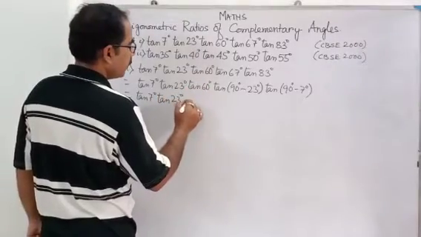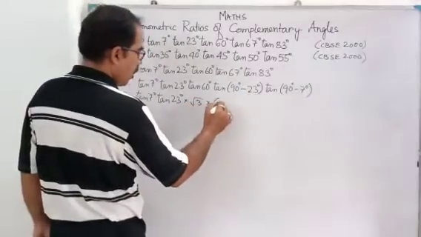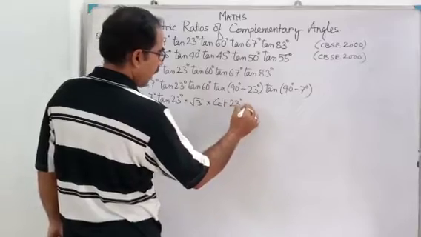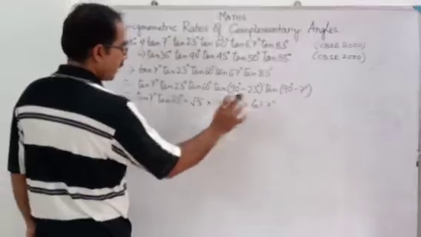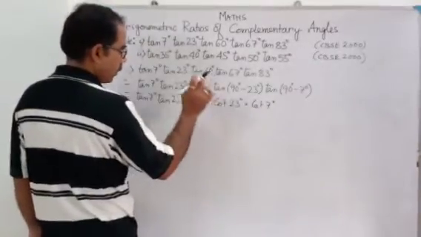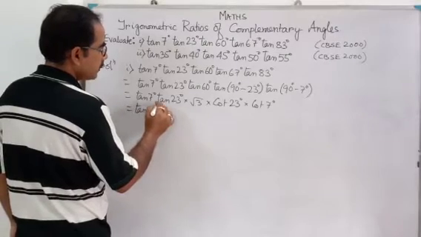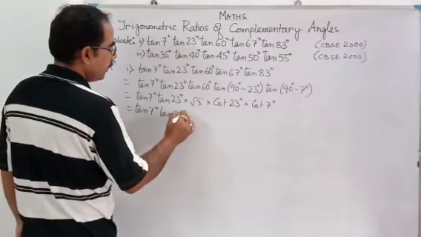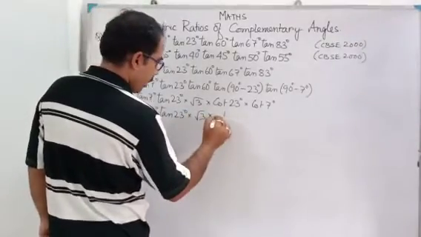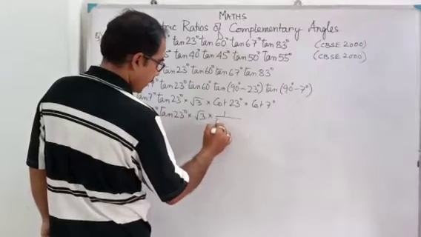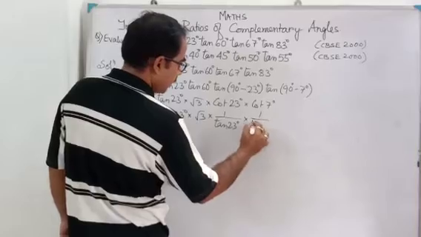Root 3. Tan 90 degree minus 23 degree will be cot 23 degree, and here cot 7 degree. So tan 7 degree and cot 7 degree cancel out. Tan 23 degree and cot 23 degree will also cancel out. I am showing you tan 7 degree, tan 23 degree, multiplied by root 3, multiplied by 1 by cot 23 degree, which means 1 by tan 23 degree, and here 1 by tan 7 degree.